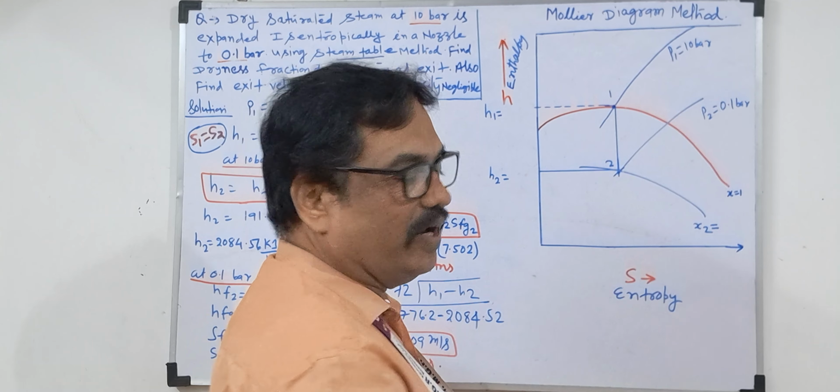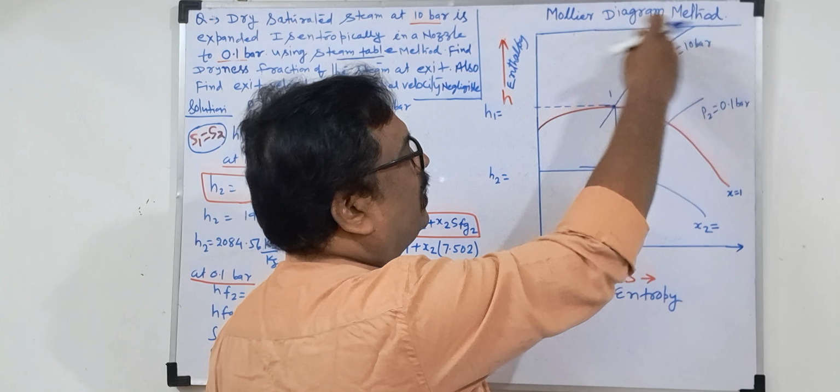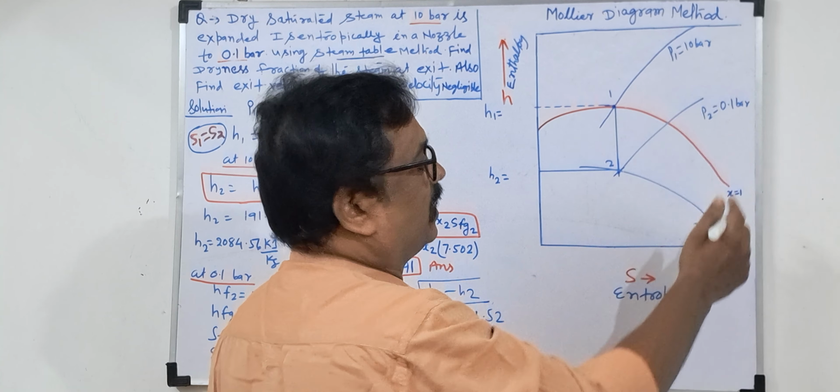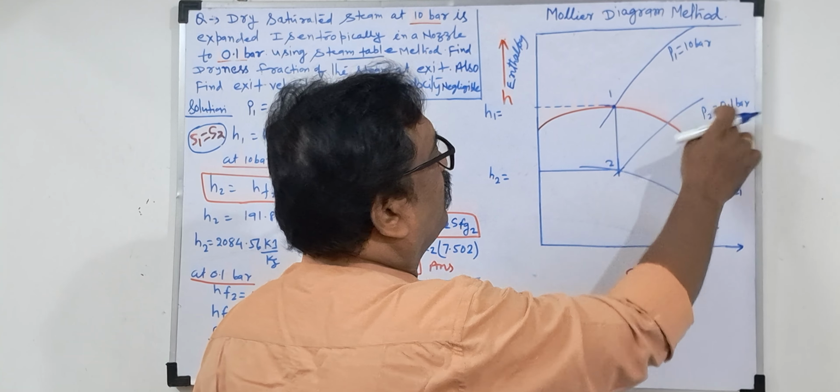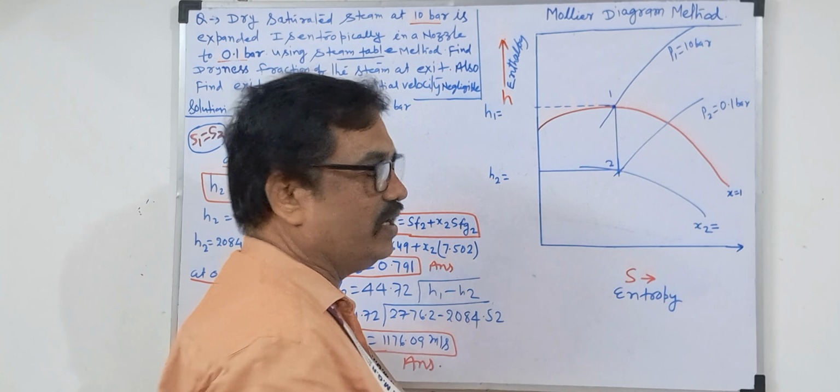Above the red color line, that is called the superheated condition. So here temperature will be there. If you see, I will show it at a glance. Above this red color line, temperature will be there. That means it's superheated steam.